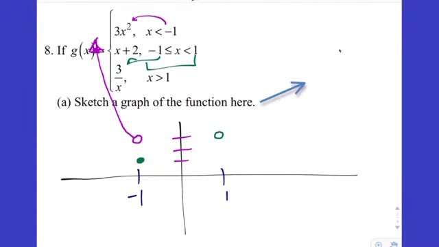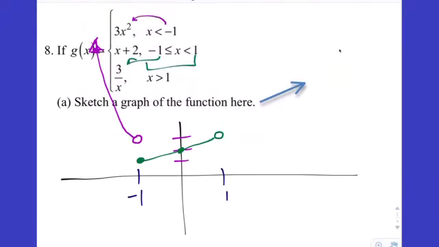You only need 2 points to sketch a line. The y-intercept is 2. If you want to go a little bit more accurately, you can put the 2 there. But really, you're just connecting those points. And when I say points, I mean open circle or solid dot. So that takes care of the middle piece.